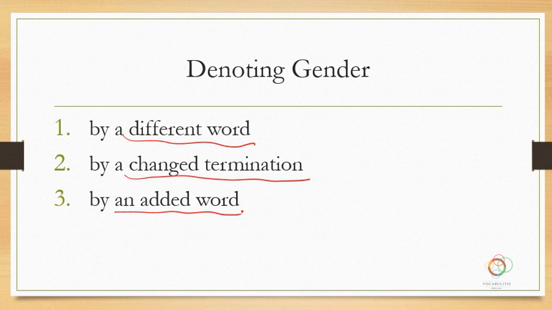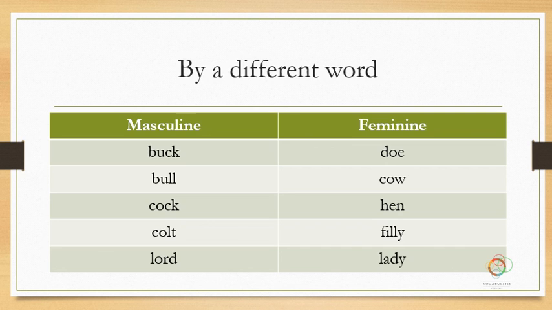Let's go ahead and take a look at a few examples. Changing by different word. Well, buck and doe are different words, right? Buck is a male deer, doe is a female deer, I guess. Bull and cow, cock and hen, colt and filly, lord and lady. These are words that have different genders associated with them.